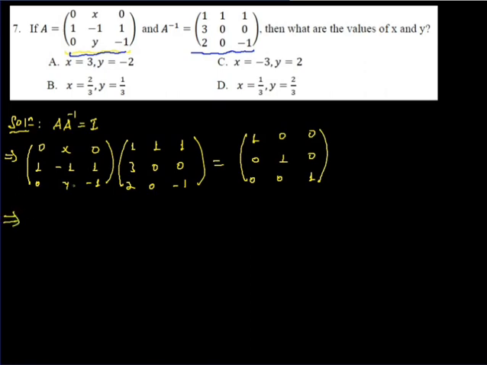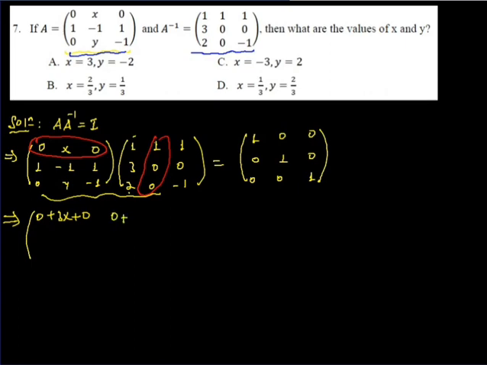So let us multiply this matrix A with its inverse. Multiplying 0 with 1 is 0, plus x with 3 is 3x, and 0 with 2 is 0. This is the first entry. Again, let us multiply the first row by the second column to get the second entry on the first row. So 0 times 1 is 0, plus x times 0 is 0, plus 0 times 0 is 0.